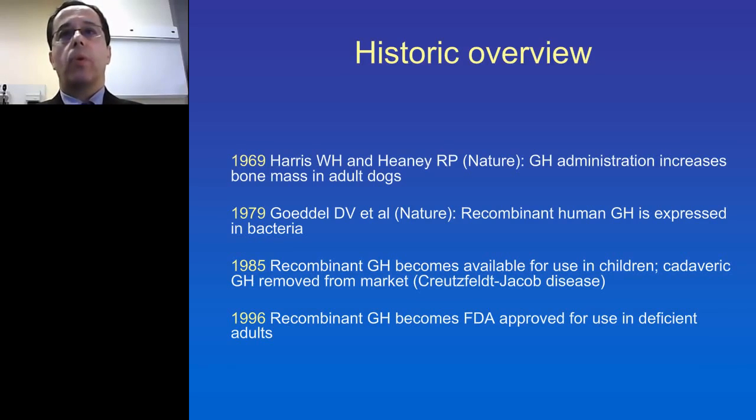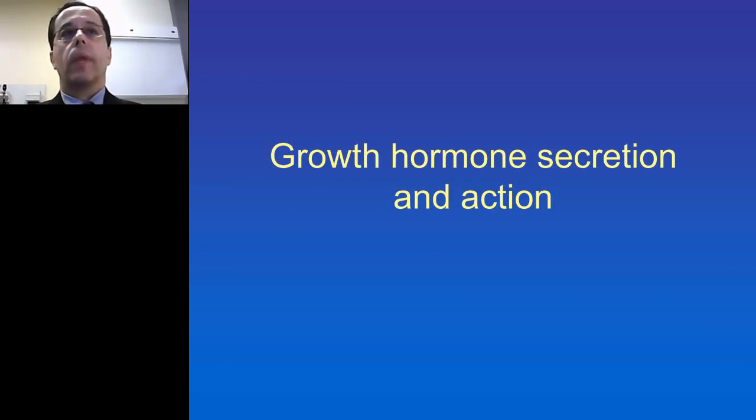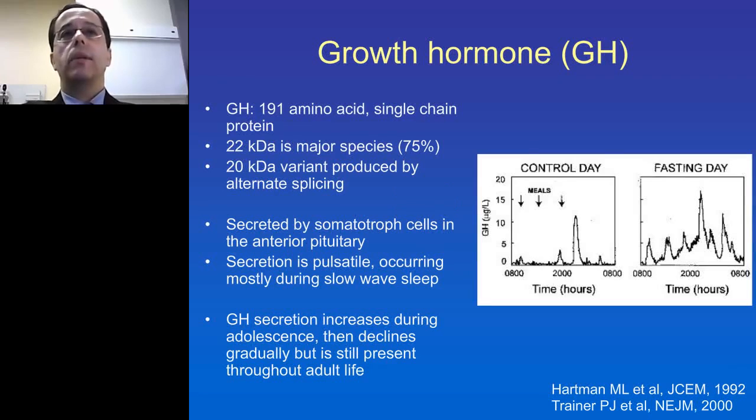Let's talk about growth hormone secretion in action. Growth hormone is a 191 amino acid single-chain protein. The major growth hormone species is 22 kilodaltons and accounts for about 75% of growth hormone in circulation. There are several variants, including a 20 kilodalton variant produced by alternate splicing and other variants produced by post-translational modifications.